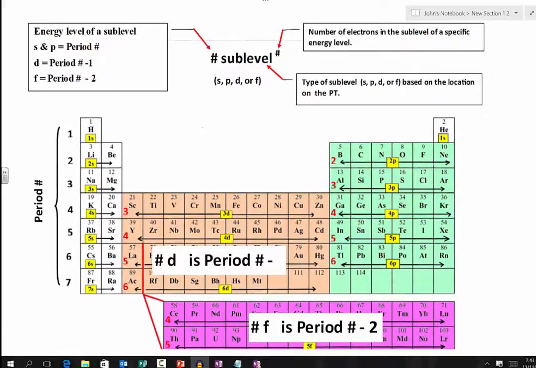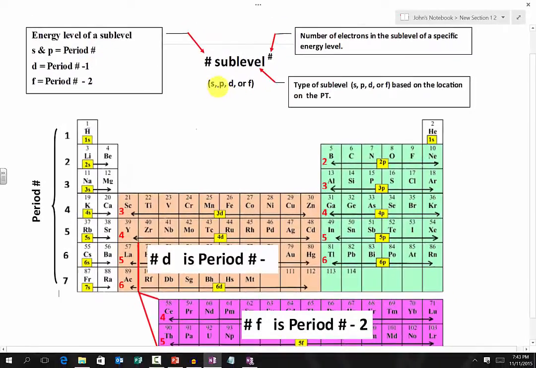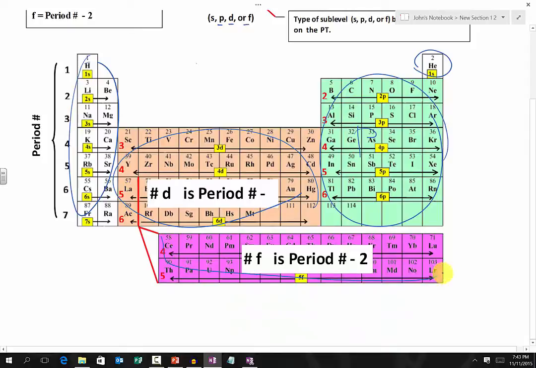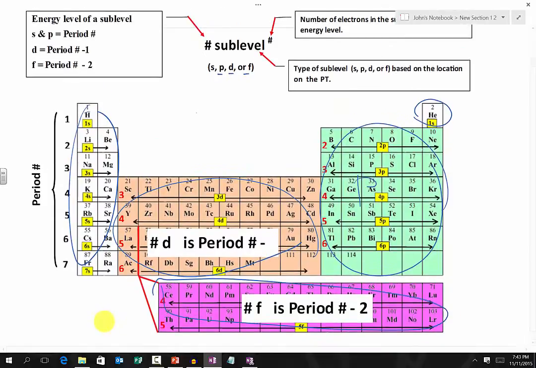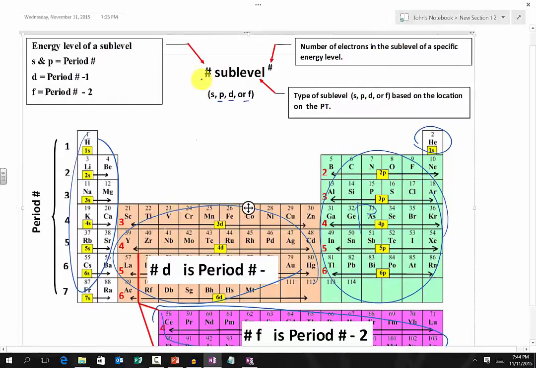Now, this periodic table is color-coded based on the sublevel, and again, there are 4 types of sublevel: S, P, D, and F. This is where all the S sublevels are located, in addition to helium over here. In the middle, we have the D sublevel, and over here, we have the P sublevel. All the way on the bottom, we have the F sublevel. So based on the location on the periodic table, you determine the specific type of sublevel that the electron is located in. In addition to the sublevel, we have the energy level.